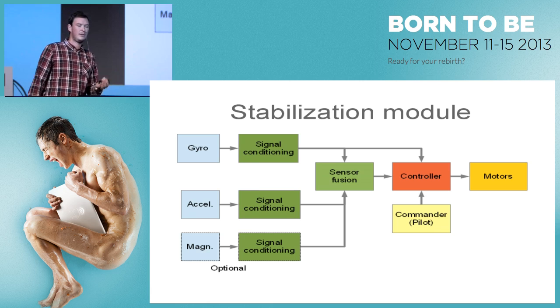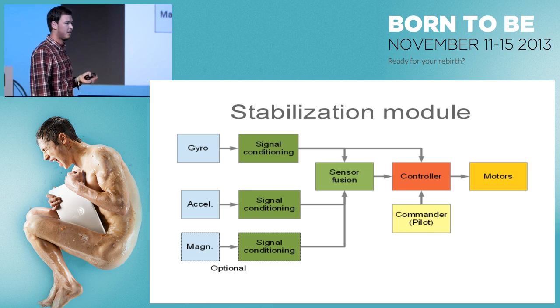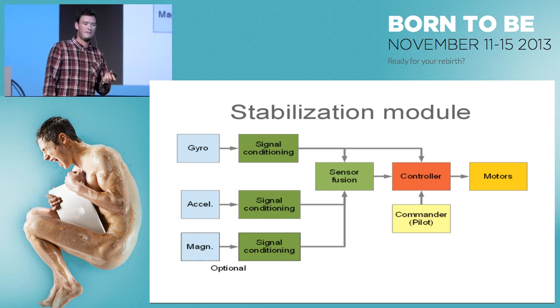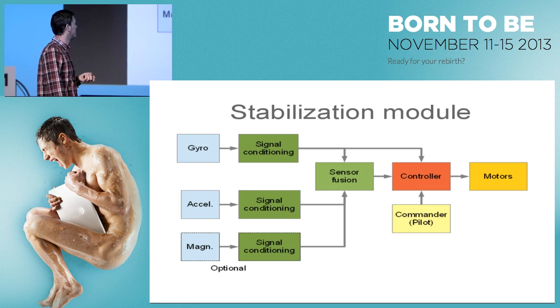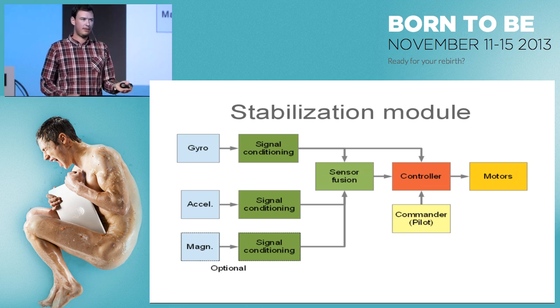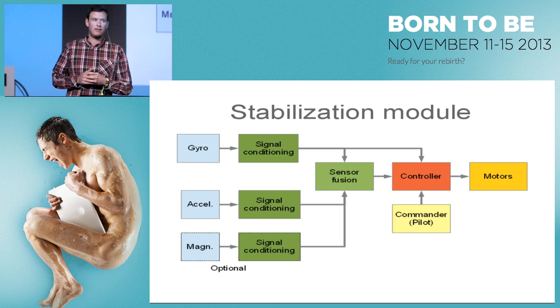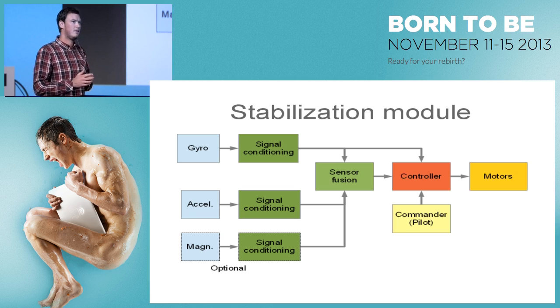So now you can measure the attitude, and you can control the attitude. You just need a stabilization module. This is pretty much what it looks like in the Crazyflie. You take the sensor readings, you do some signal conditioning, which is mainly low-pass filtering.